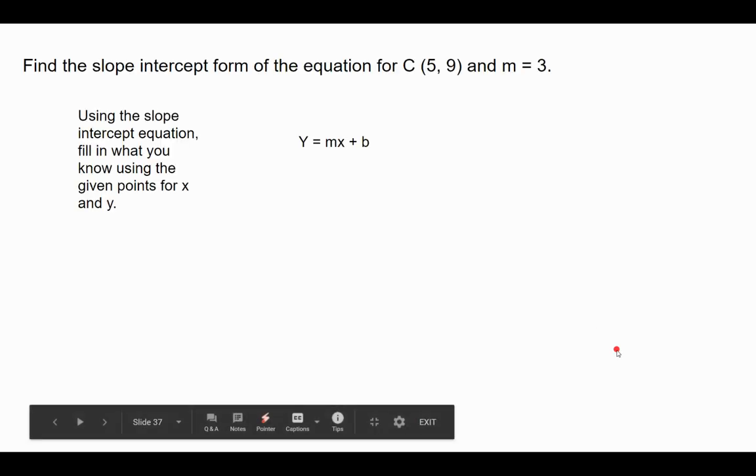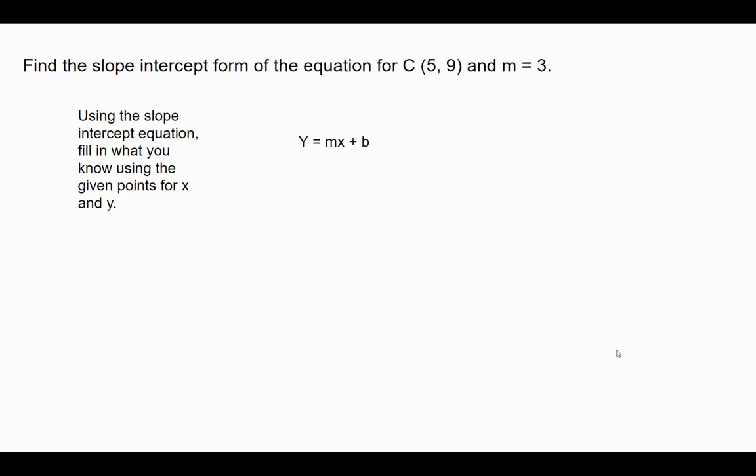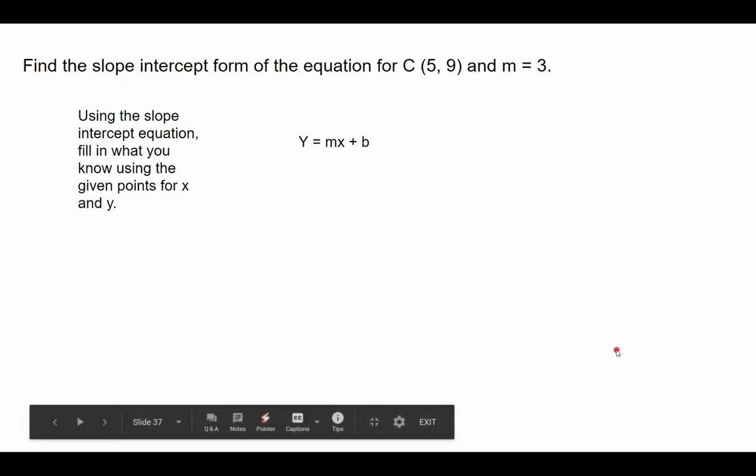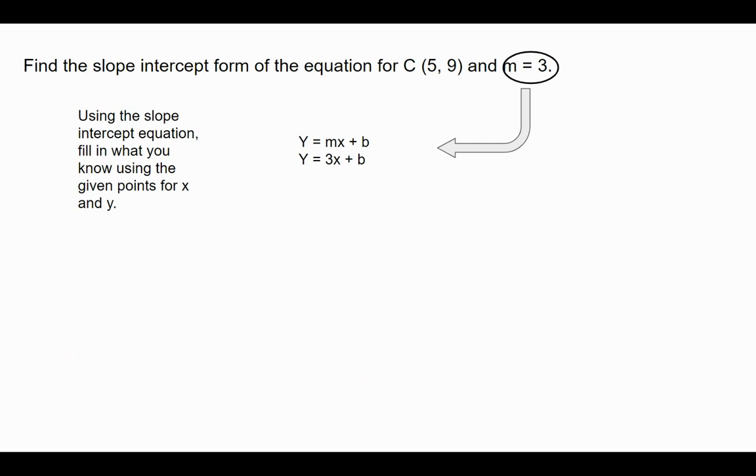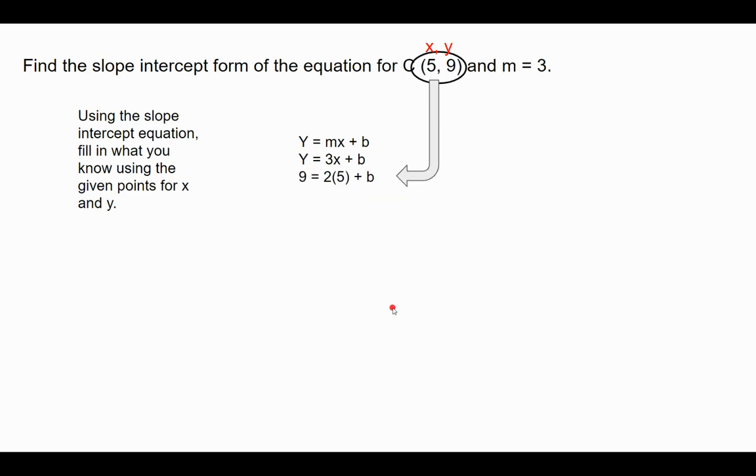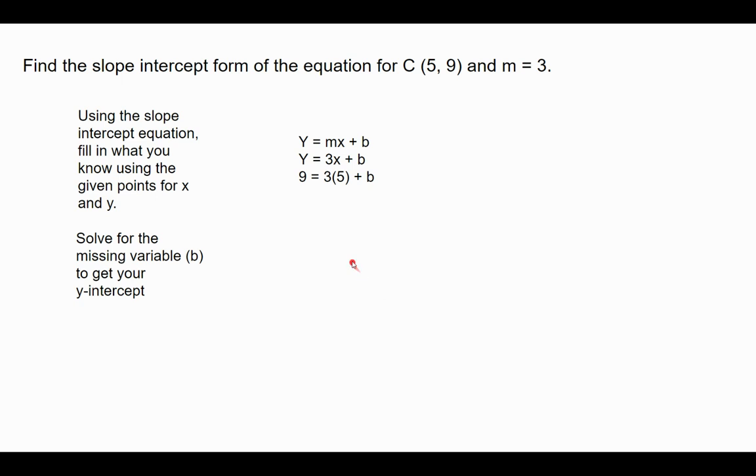So to find slope-intercept form of an equation, for (5, 9) and m, our slope, equals 3. So you're going to fill in what we know. We know that our slope is 3, or our m is 3, so you fill that in. And then we also know that we have a coordinate pair sitting right there. That coordinate pair is going to fill in for x and y very nicely. We're going to be down to 9 equals 3 times 5 plus b.